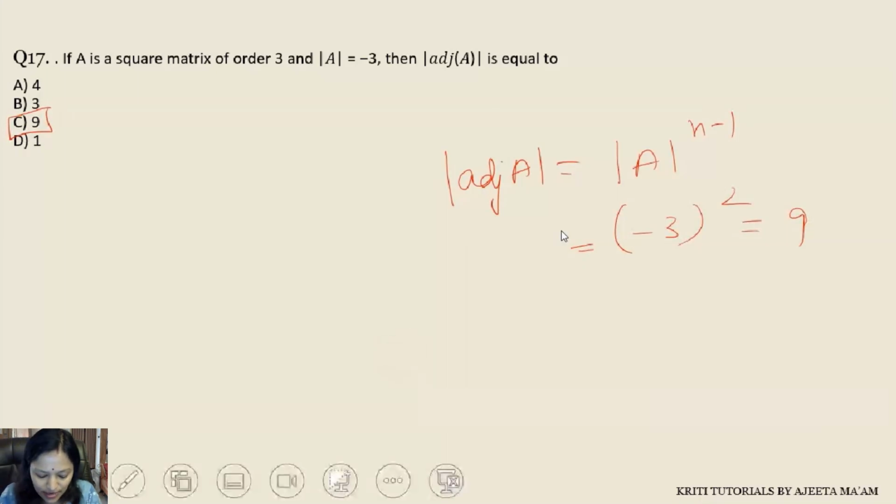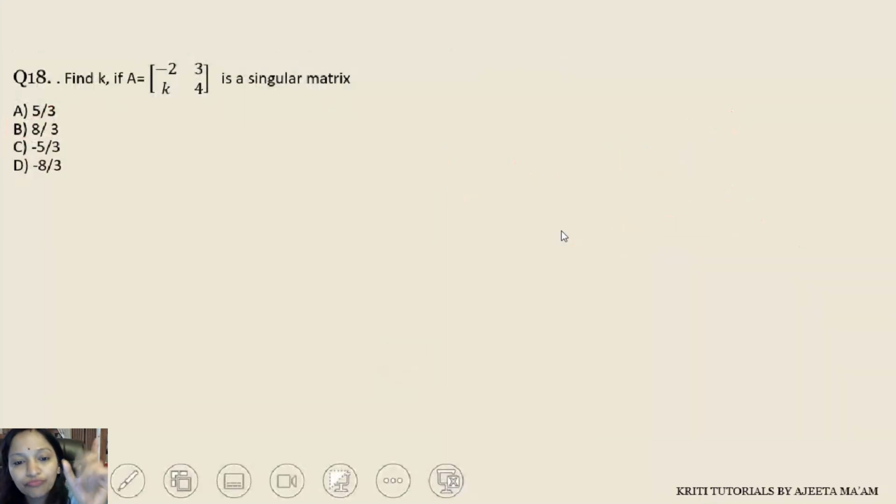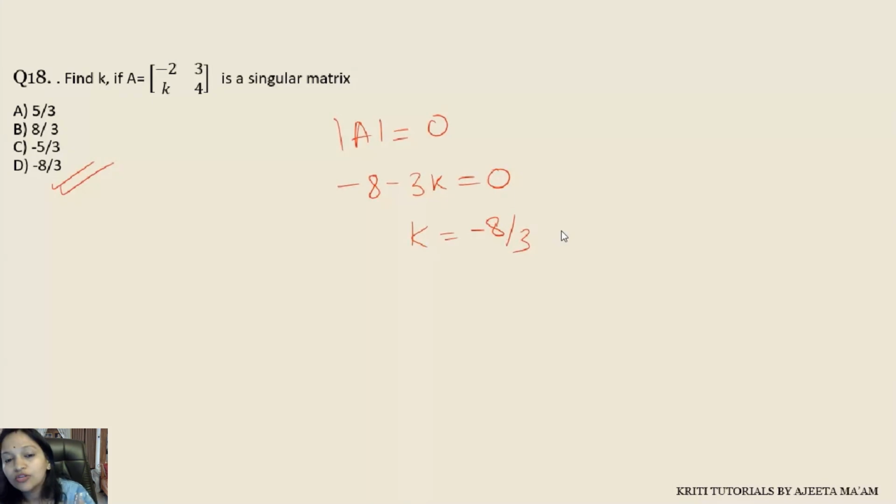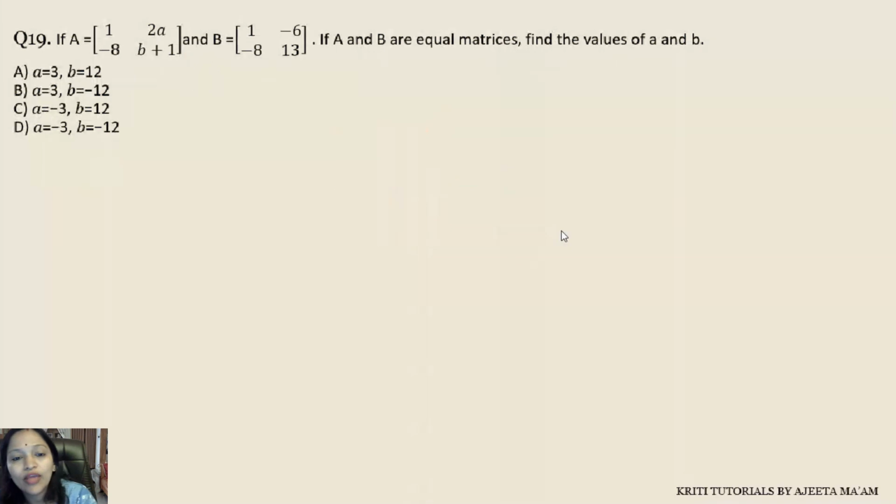Now you must be finding it easier if you have done the properties. Now singular matrix, we have to find k. Now singular matrix का मतलब determinant value is 0. So what do you have? Minus 8 minus 3k is 0. So what will be your k? Minus 8 by 3. So that's option D. Right? So this is what we have here. So singular matrix का definition again I have given you. Now we have the next. Equal matrix है, find A and B. Now it's an easy question.